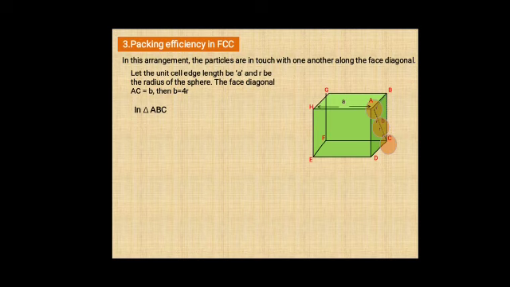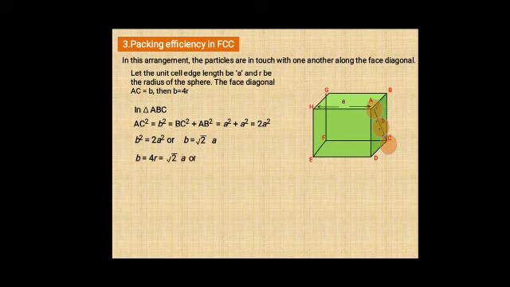Let us consider the triangle ABC. Students, look at the diagram. In the triangle ABC, hypotenuse AC square will be equal to B square, which is equal to BC square plus AB square, both are edge lengths, which will be equal to A square plus A square, that is 2A square. B square is equal to 2A square, or B is equal to root 2A. Also we know that B is equal to 4R, which is equal to root 2A, or A is equal to 4R by root 2.